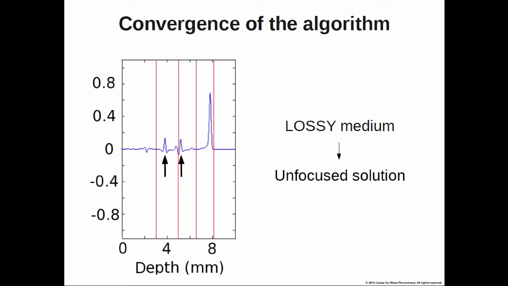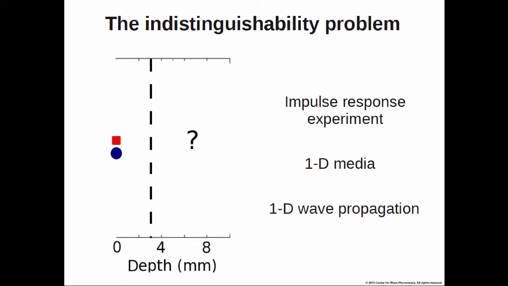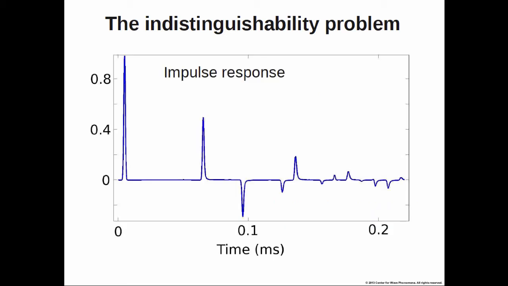But what is the reason for the algorithm not being able to focus in lossy media? Well, I call it the indistinguishability problem. A very weird word. But what do I mean by this word? Imagine that we are going to do an impulse response experiment in an unknown medium, the same as before. And we get this impulse response. And we want to know, only with the impulse response, whether the medium is lossy or lossless. Only with the impulse response.